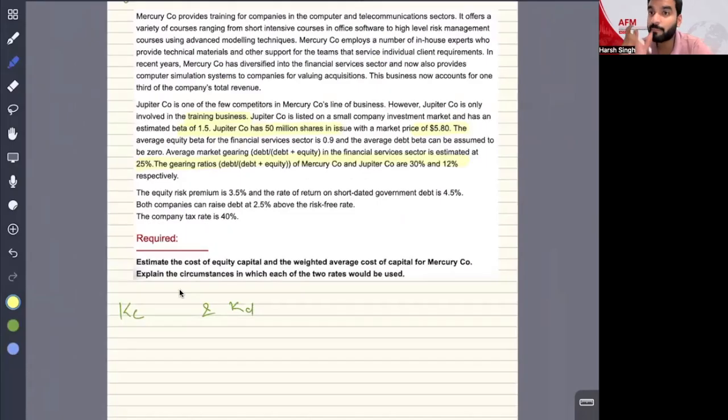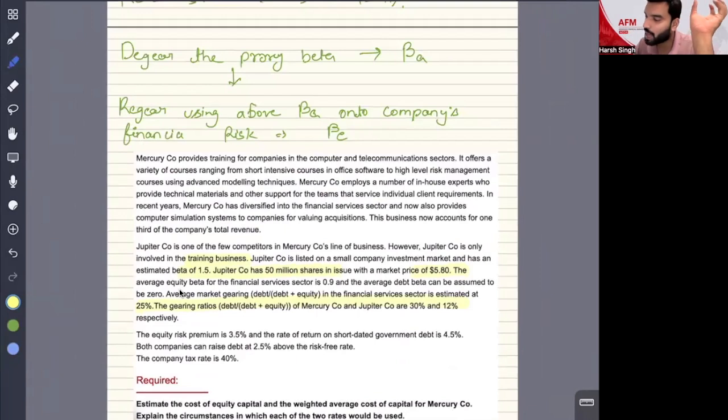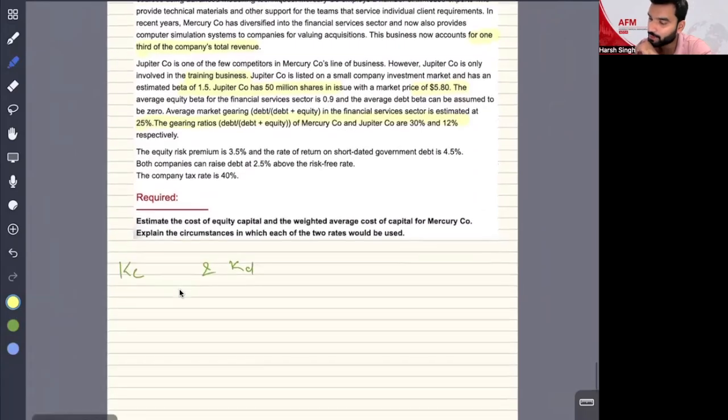Correct. We have to use combined beta asset. Sir, why combined? Because our major business is computer and telecommunication, and 1/3 of my business is financial. Okay. So the very first step that I need to take will be to calculate beta asset. For that, I will need value of equity and value of debt.